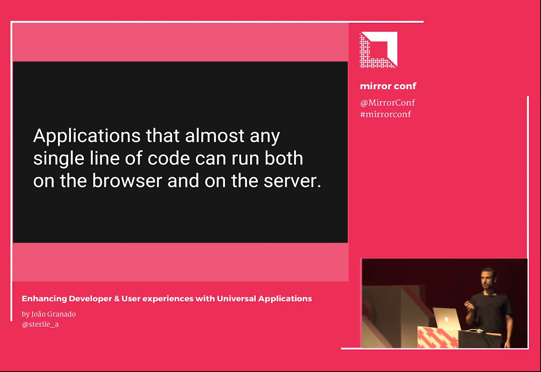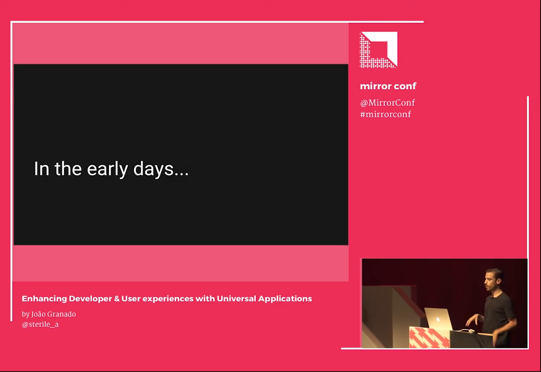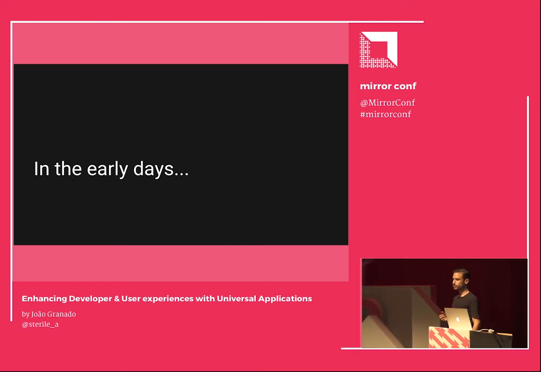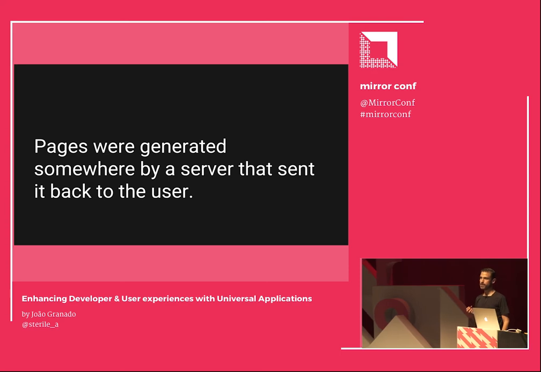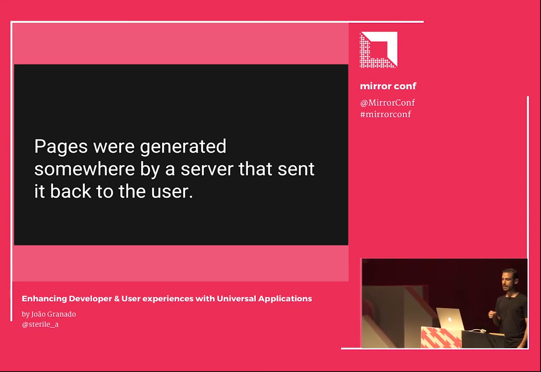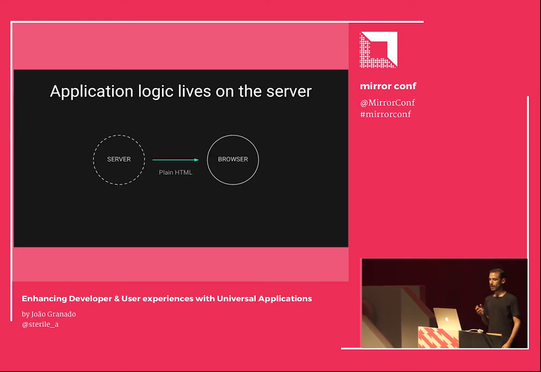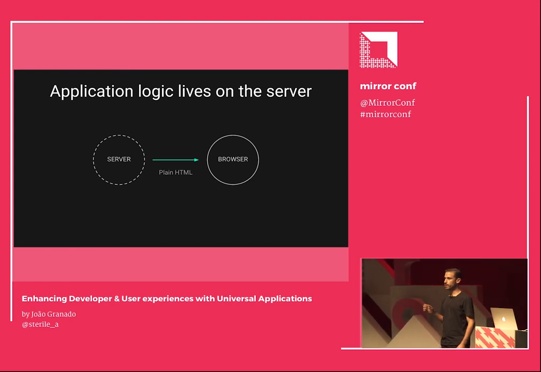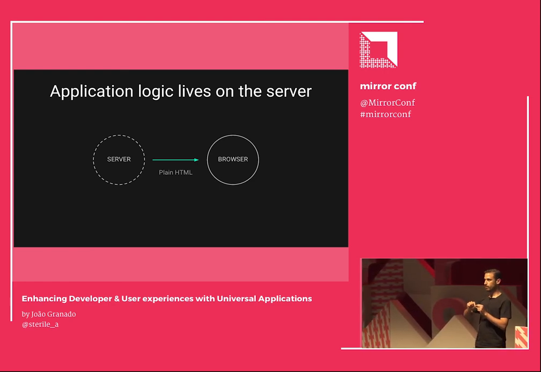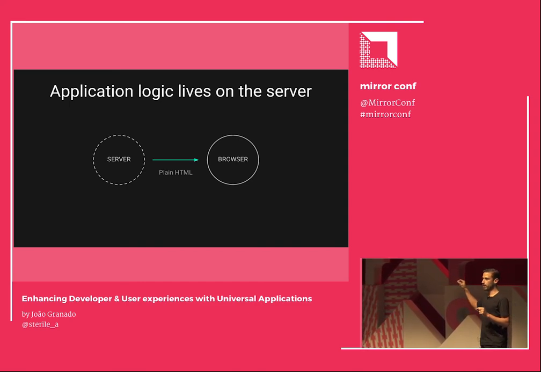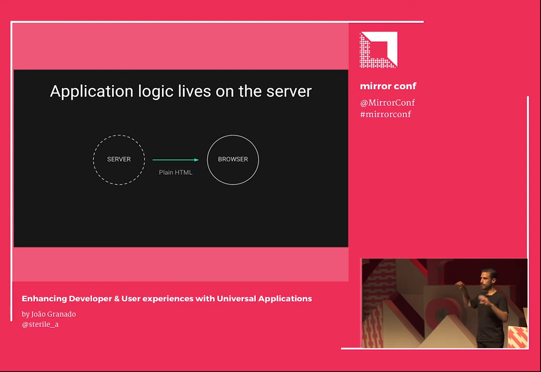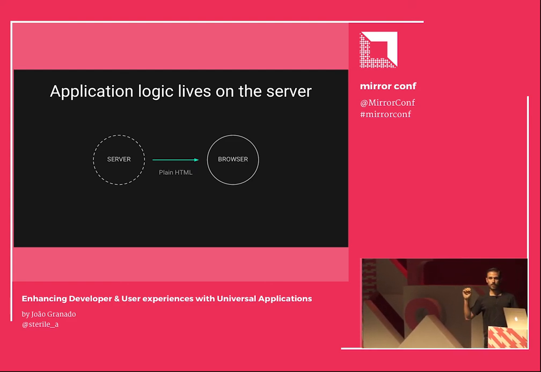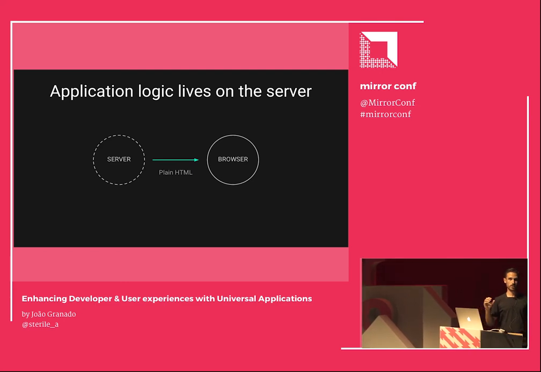But to explain this better, I need to give a brief story of the early days of the internet. In the beginning, pages were generated somewhere by a server that sent them back to the user. For example, picture this: you visit NewYorkTimes.com and you ask the server for this resource, which is a plain HTML page with all the news on the home page, and the server generates this page and serves it to you.